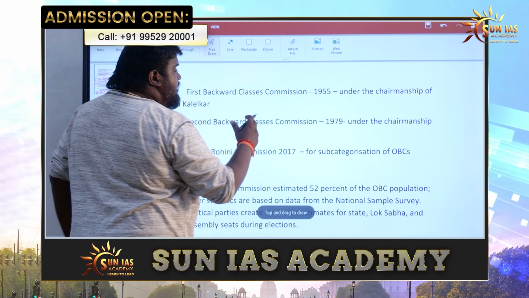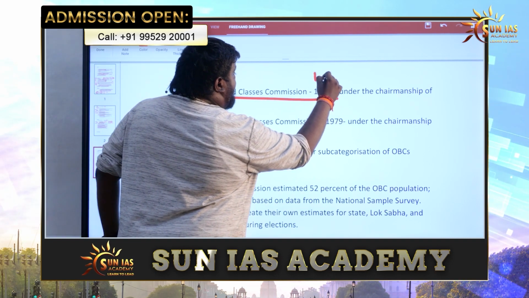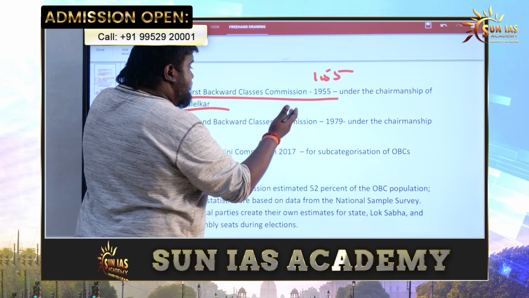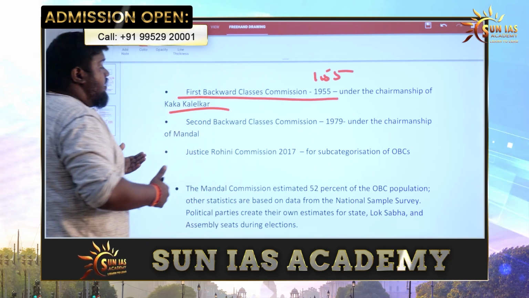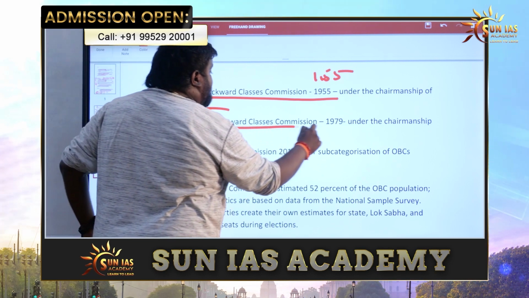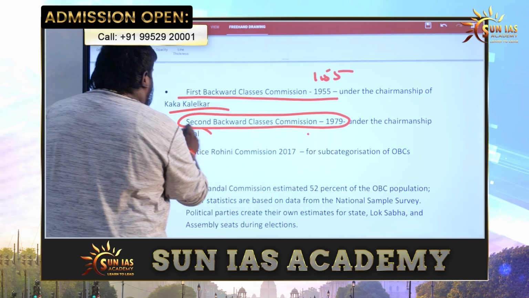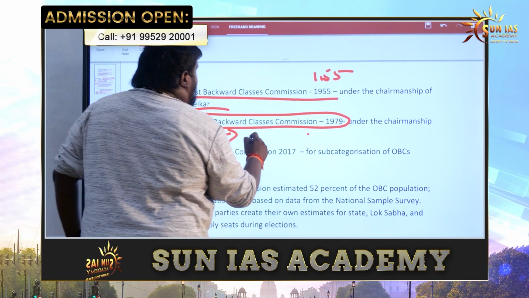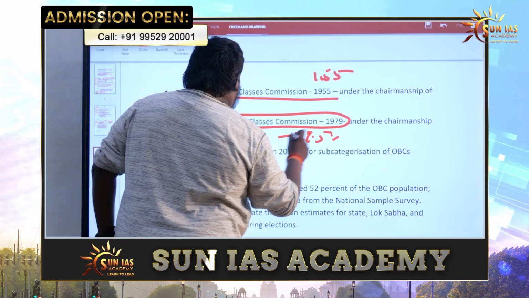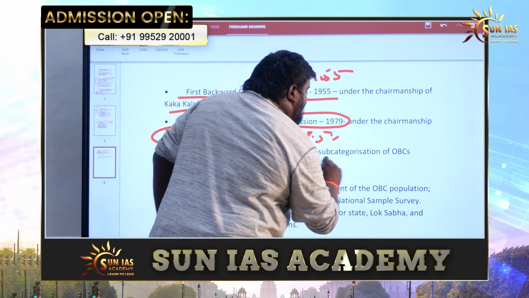So let's see what are all the commissions which have given a report. There is the first Backward Class Commission report in 1955, which was under the chairmanship of Kaka Kelkar. So he gave the first Backward Classes Commission report. The second Backward Classes Commission, a very important one, was under the chairmanship of Mandal. Okay, so it used 1931 data and gave the 27.5% reservation as well. And there is the Justice Rohini Commission of 2017 for the subcategorization of OBC.